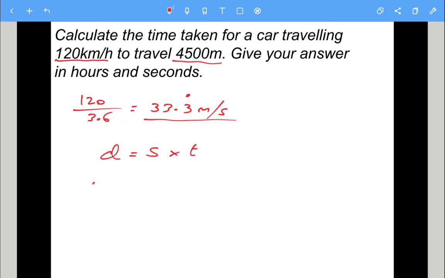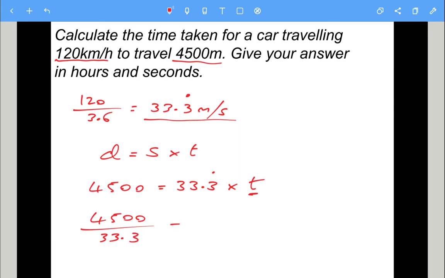So the distance is 4,500 equals the speed is 33 and a third times time. So to get time on its own, the t, I need to get rid of the times 33.3. So I need to do the opposite and move it to the other side. So I need to do 4,500 divided by 33 and a third. And that'll give us the time.